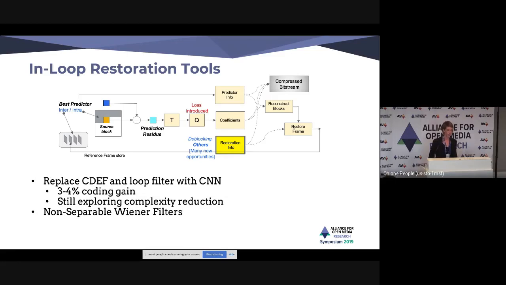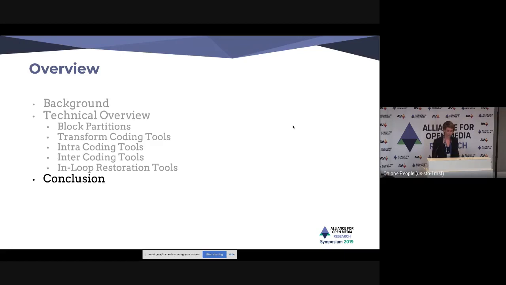One of the things that we're currently exploring is replacing CDEF and the loop filter with a CNN. This is still a work in progress, but we're currently getting about 3 to 4% coding gain, but the model complexity is pretty big. We're continuing to look at how to get the model size down to make this more feasible. And we're also looking into implementing non-separable Wiener filters. Those are all the tools that we're looking at right now.